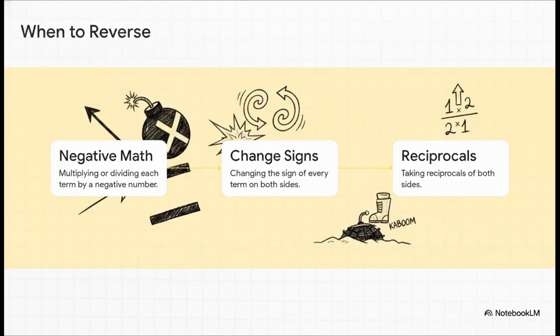So here is exactly how the golden rule works. Multiplying or dividing each term by a negative number instantly reverses the inequality sign. For example, if you have negative 4x is less than 8 and you divide by negative 4, that less than sign immediately flips to a greater than sign. Changing the sign of every term on both sides does the exact same thing. Taking the reciprocals of both sides also reverses the sign. If you forget this rule, you've officially stepped on the mine.